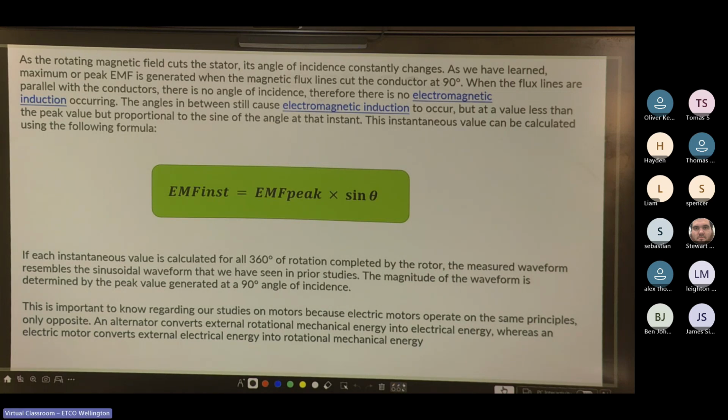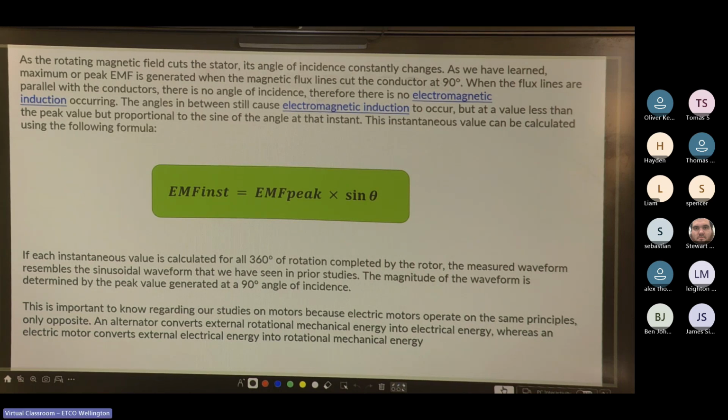If each instantaneous value is calculated for all 360 degrees of rotation completed by the rotor, the measured waveform resembles the sinusoidal waveform that we've seen in prior studies. The magnitude of the waveform is determined by the peak value generated at 90 degrees of incidence. It's important to know regarding our studies on motors because electric motors operate on the same principles, only in reverse. An alternator converts external rotational mechanical energy into electrical, whereas a motor converts external electrical energy into rotational mechanical.